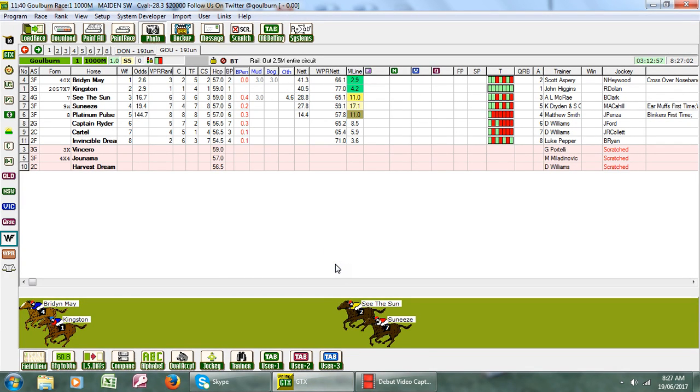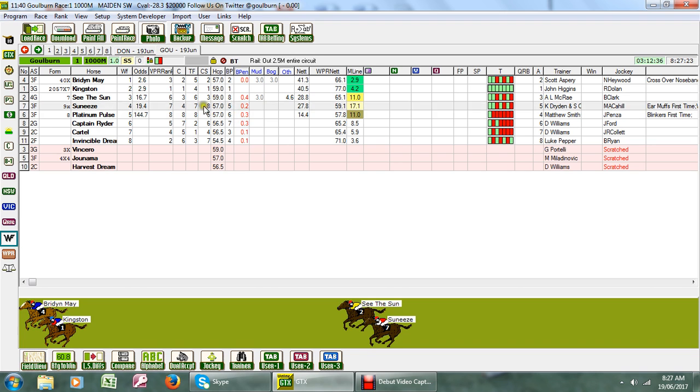Good morning. What we're going to look at today is how we produce our selections for each day on a simple basis. First of all, we've obviously got the form for Goulburn today and Donald in Victoria, only the two meetings. Goulburn is a soft 5, but Donald, the track is good.